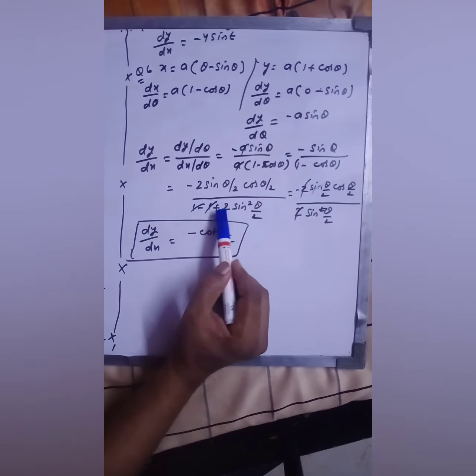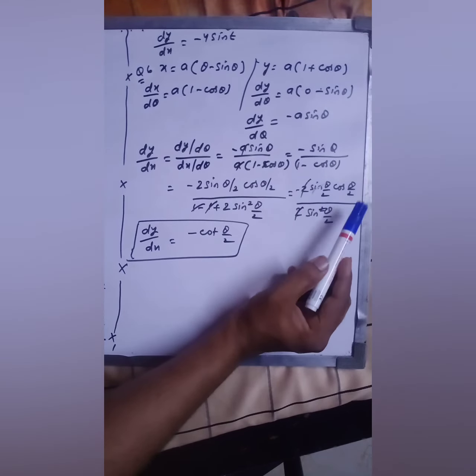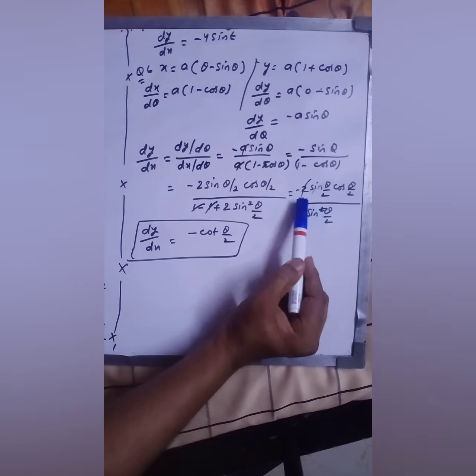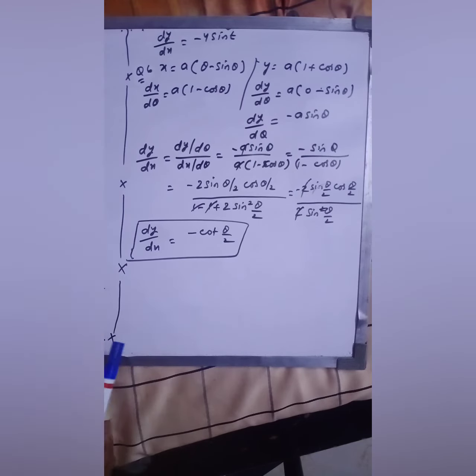So 1 and 1 will cancel out. Here 2 and 2 cancel out. Sine and sine will cancel out. And you will get cos theta by 2 and 1 sine theta by 2 because it is square. So your final answer will be minus cot theta by 2. So this is your dy by dx. Got it? So this is how you can solve this question number 6. Okay.